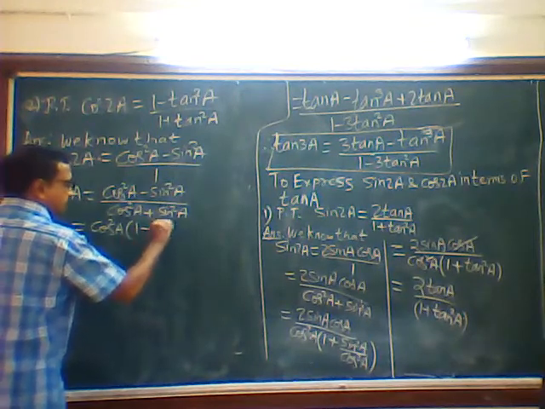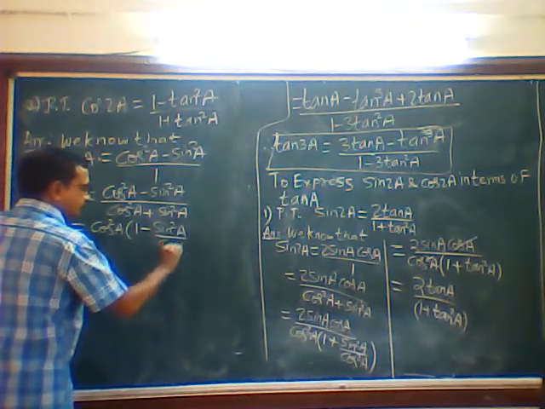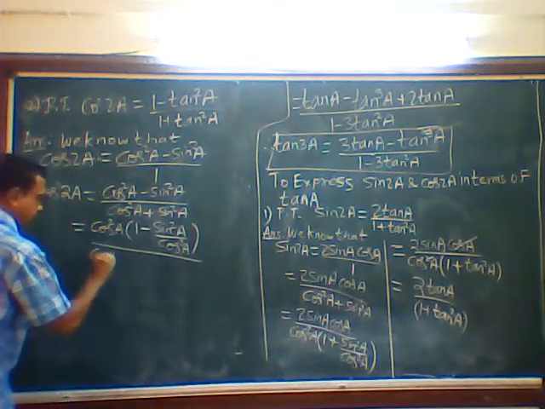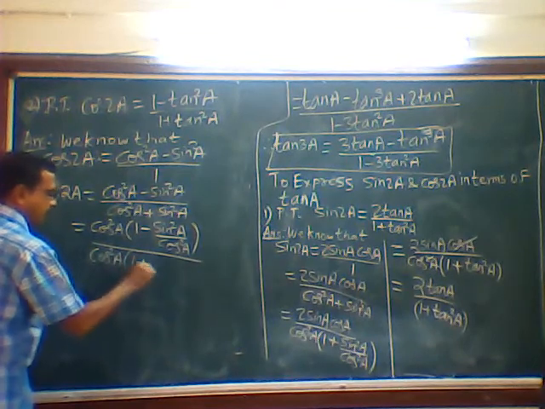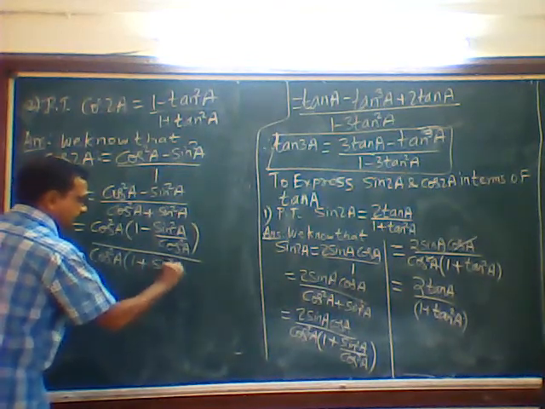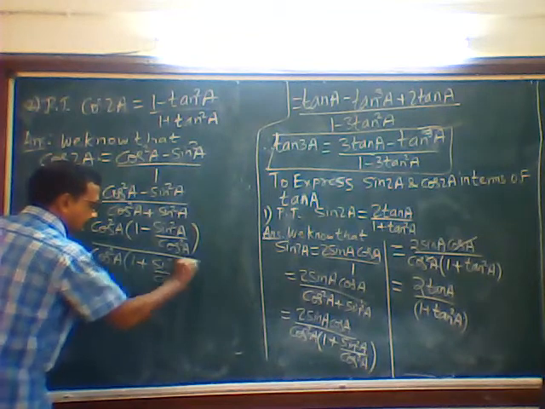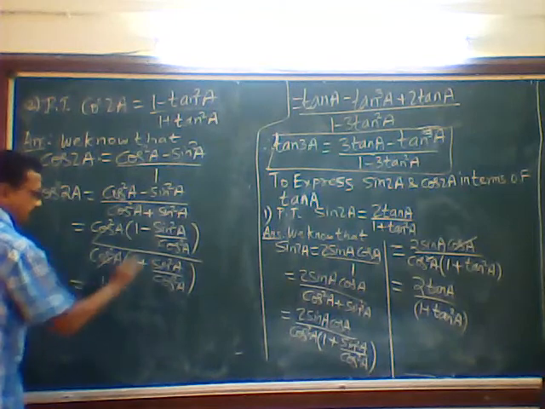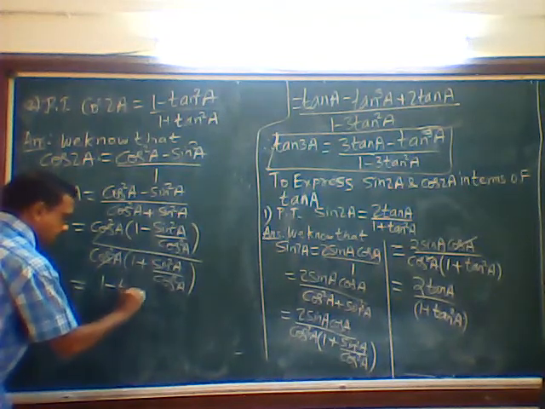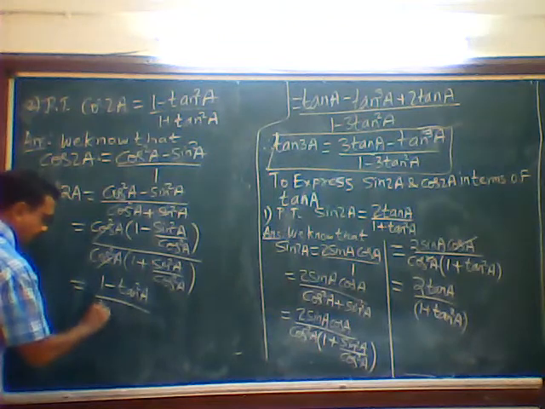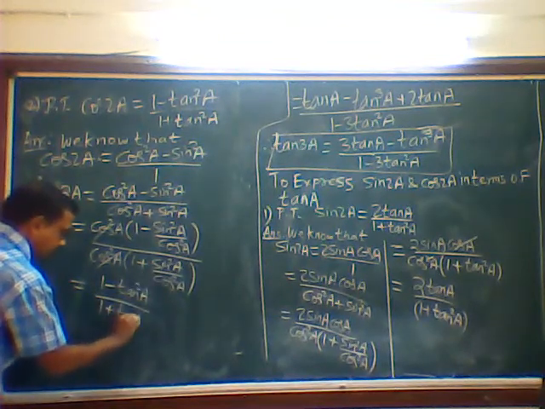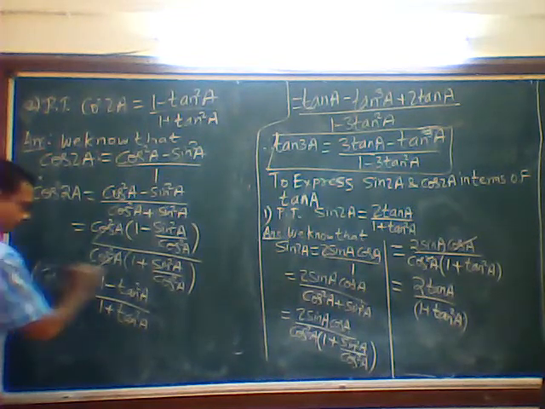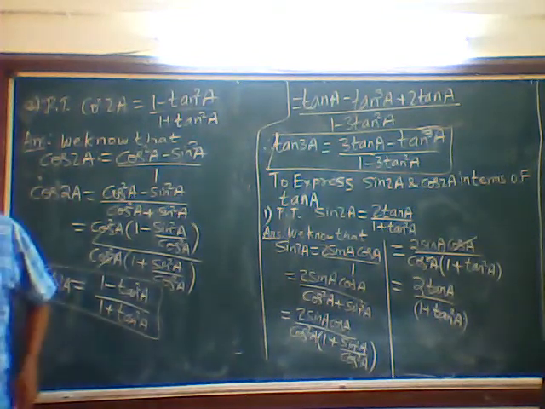Next, cos square A I take common: 1 minus sin square A divided by cos square A, whole thing divided by cos square A common into bracket 1 plus sin square A divided by cos square A. This and this will get cancelled. 1 minus sin square by cos square is tan square, divided by 1 plus sin square by cos square is tan square. That is what this formula is. This is how it is.